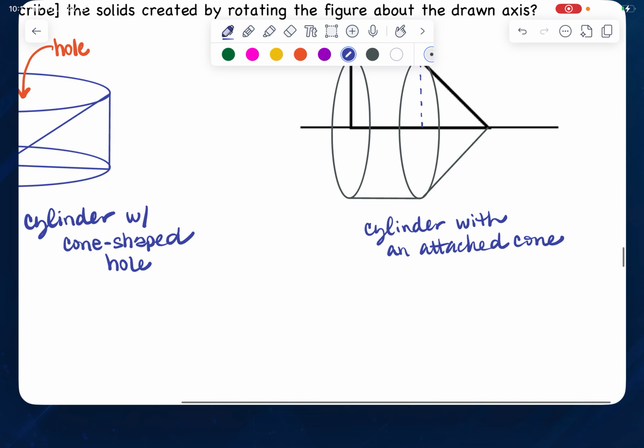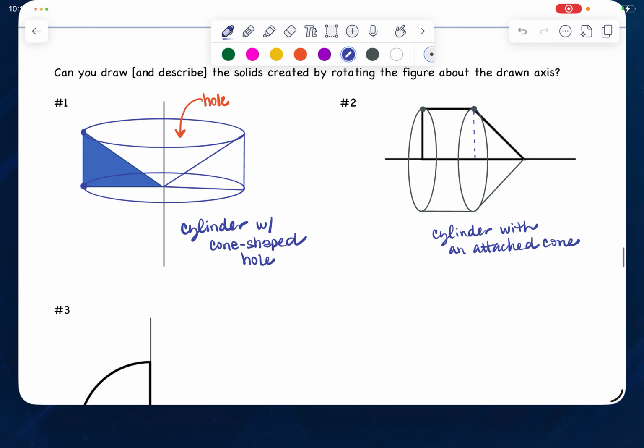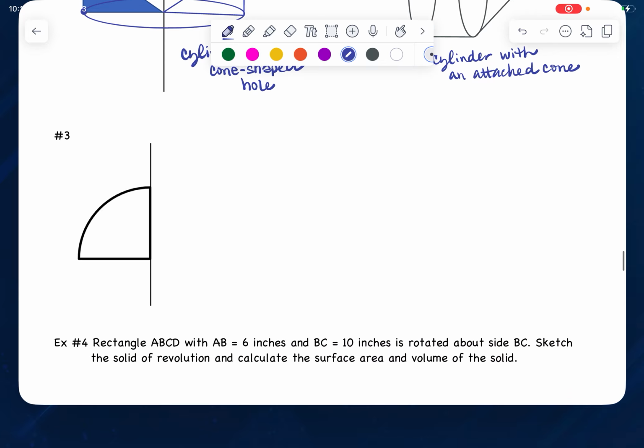So it's like the opposite of the other picture we just did. The other one was a cylinder with the cone-shaped hole taken out of it, and this one has that cone attached to the side of it. All right, the last one we're going to look at here, and then we'll get to some questions.